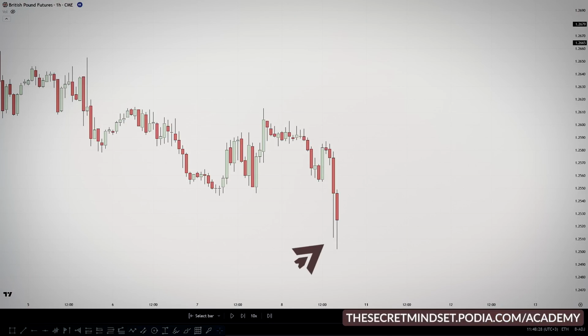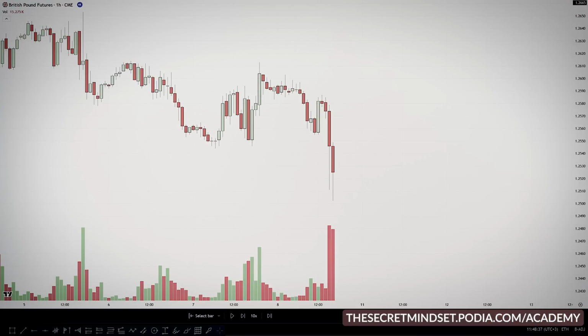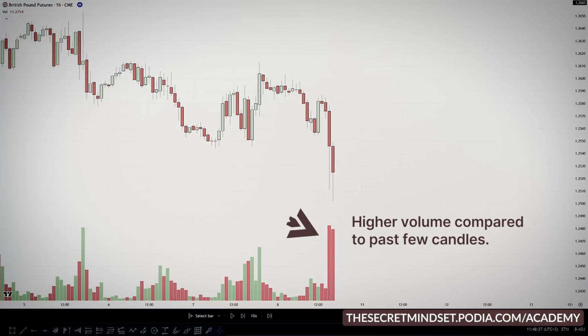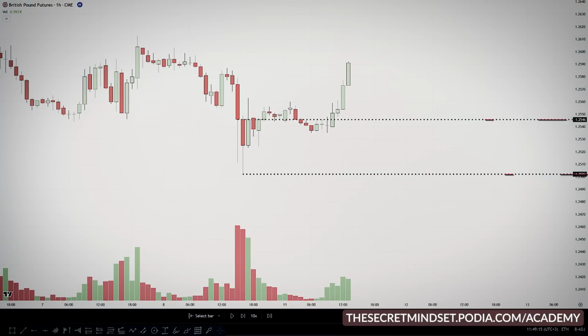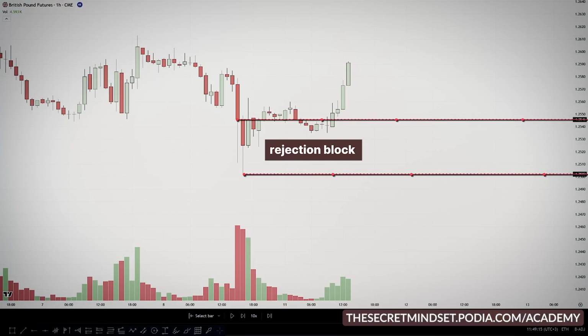Another buy entry. We found two candlesticks with long, lower wicks near a recent low. These wicks stand out because they're much longer than the wicks on nearby candles. Then we check the volume for these candles and see it's significantly higher than the average volume of the past few candles. Then we draw our horizontal lines at the bottom and top of these wicks, marking the rejection block.